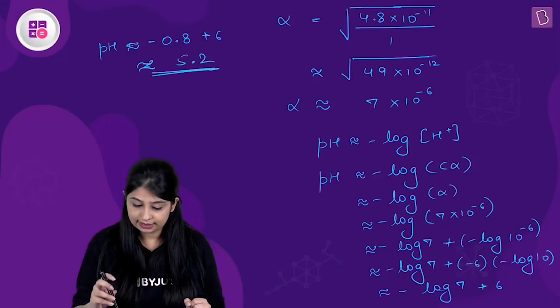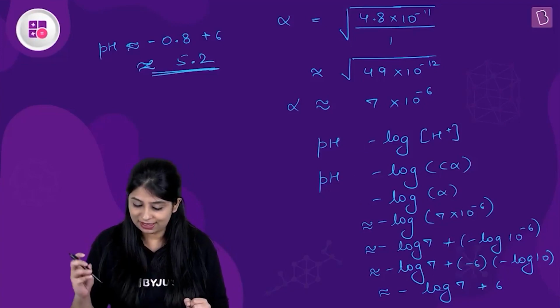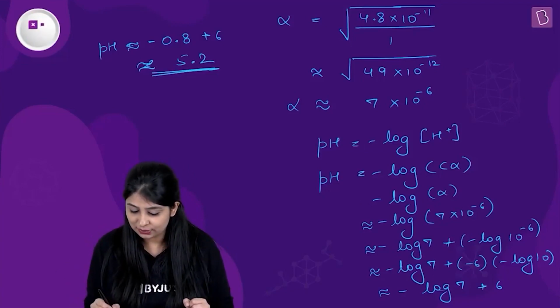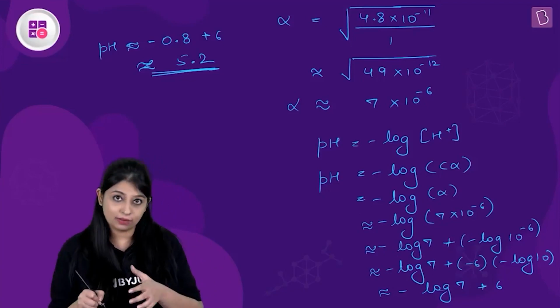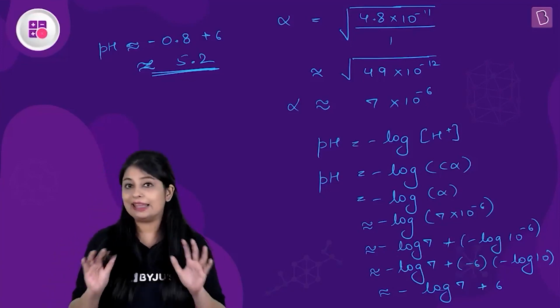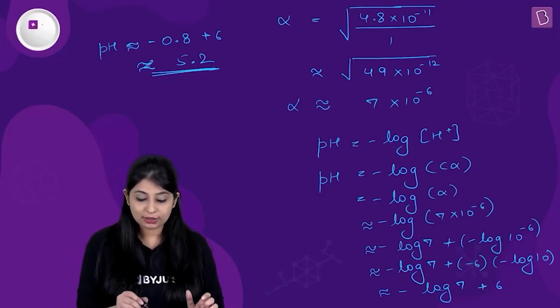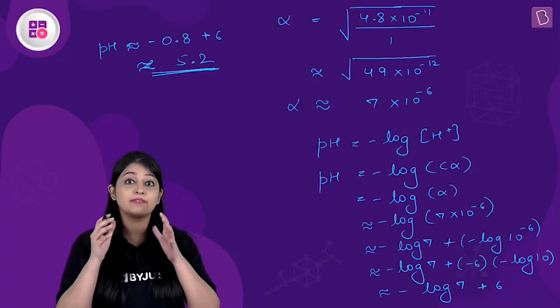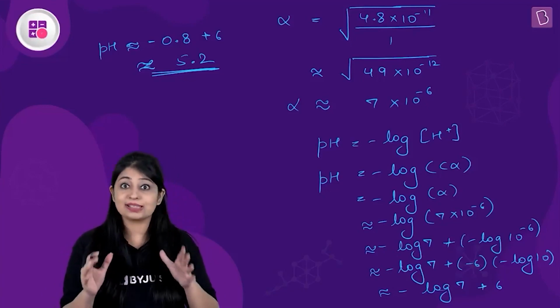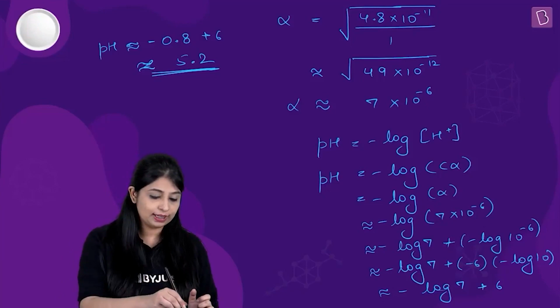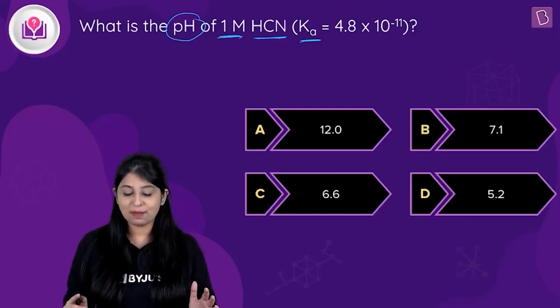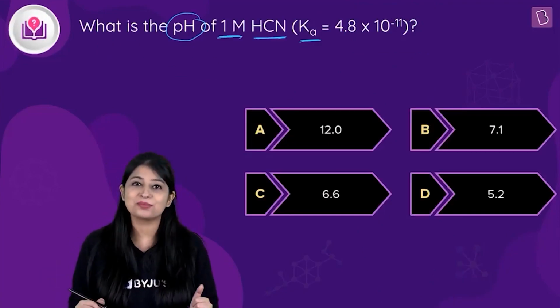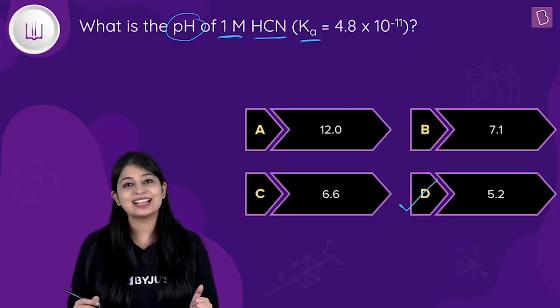Let's see. This is equal to, when we add the value of alpha, which we approximated, then the approximate sign will come. Okay. So now the pH value, we have found the approximated pH value as 5.2. Let's see which option it matches. Well, it matches our option D, which is the correct option.